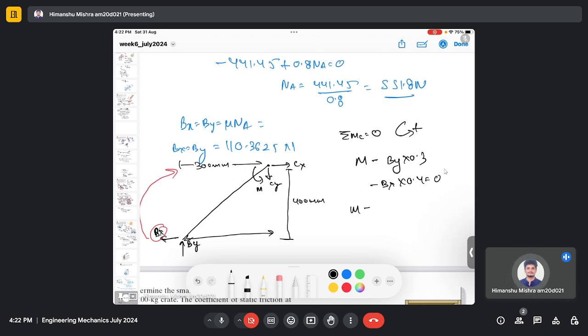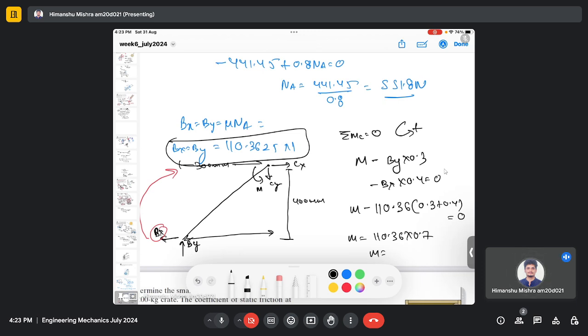So By and Bx are equal, and it's 110.36, so it's 110.36, 0.3 plus 0.4 equal to 0. So m is 110.36 multiplied by 0.7, which is 77.25 Newton meter.